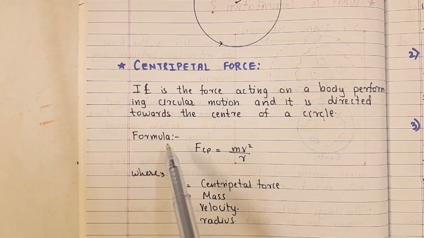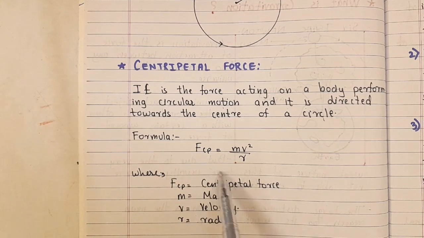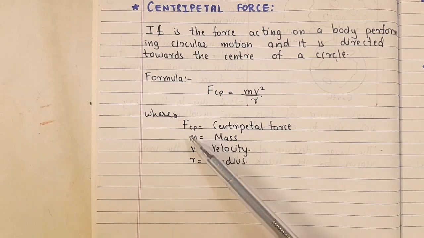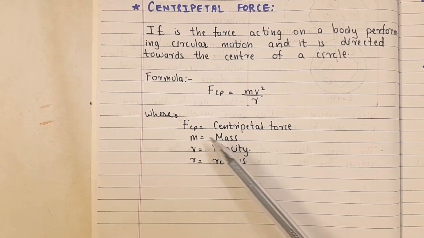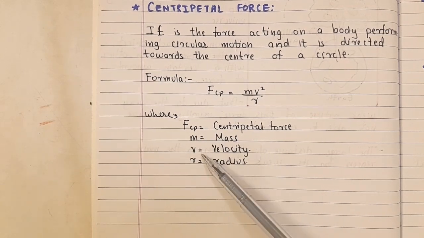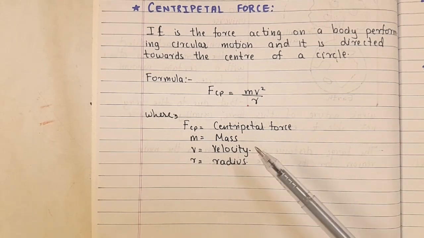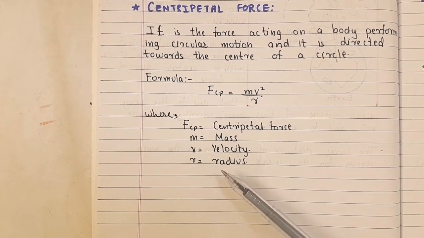Now the formula of centripetal force: F_CP is equal to m v squared upon r, where F_CP is the centripetal force, m is the mass of the object, v is the velocity with which it is moving along the circumference of the circle, and r is the radius.